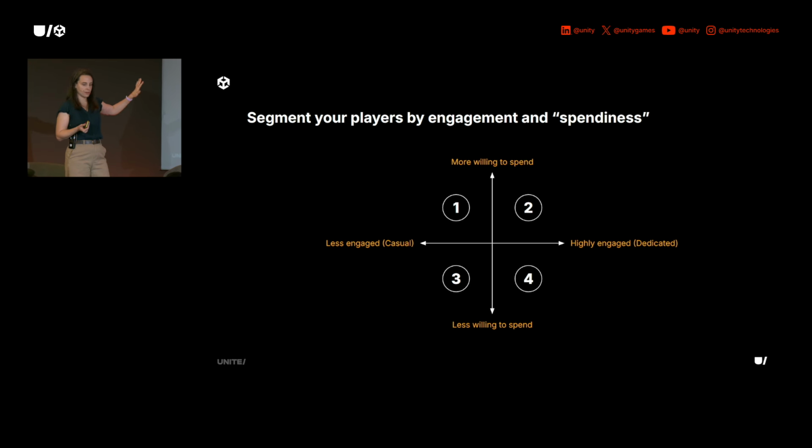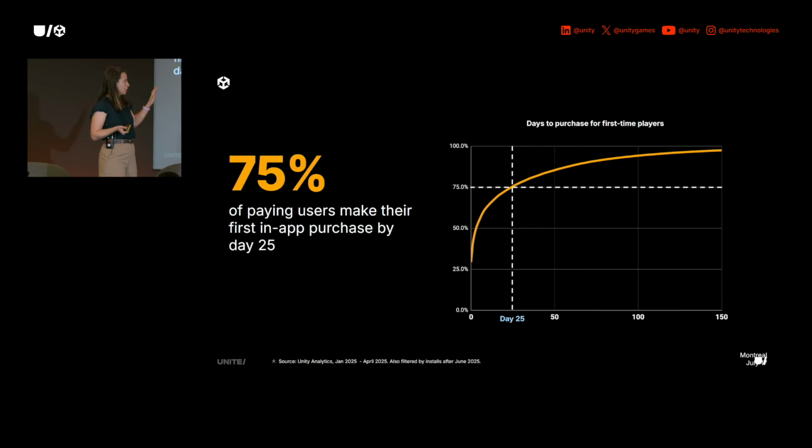Beyond segmenting this way, it's also really important to adjust your strategy over the lifetime of the player in your game. And here's why. This is a really interesting piece of data. Basically, what it tells us is that by day 25 of users in your game, on average, 75% of your payers will have converted. Beyond that, you still have 25% that you're going to convert, and you need to find them and convert them. But it means that your strategy needs to adjust as the player moves through your game.